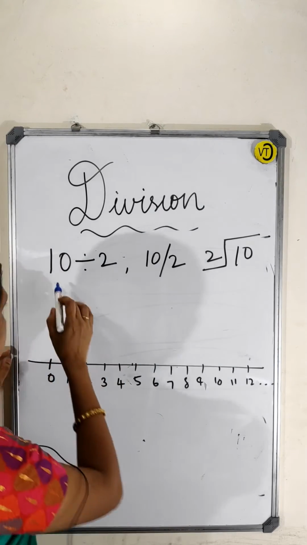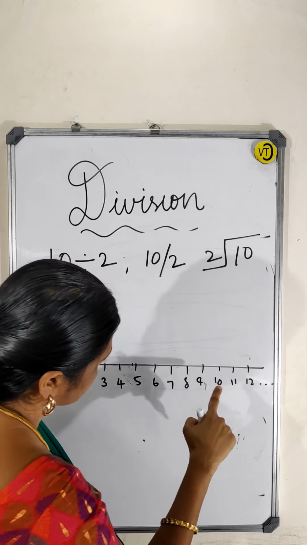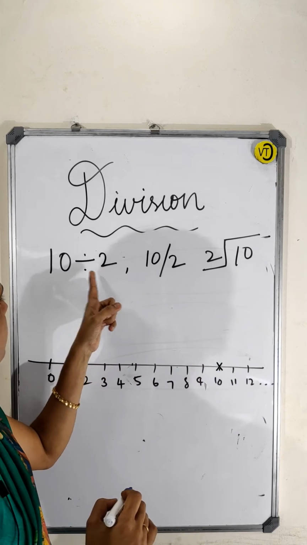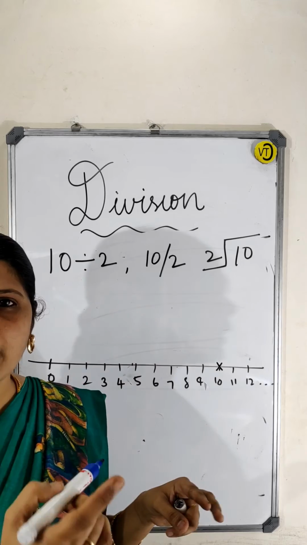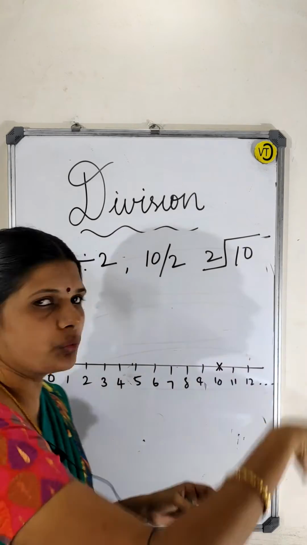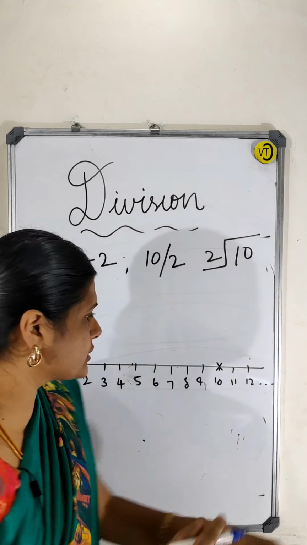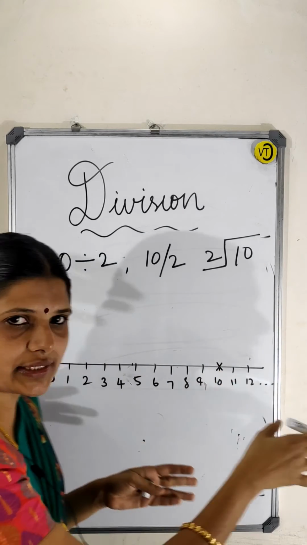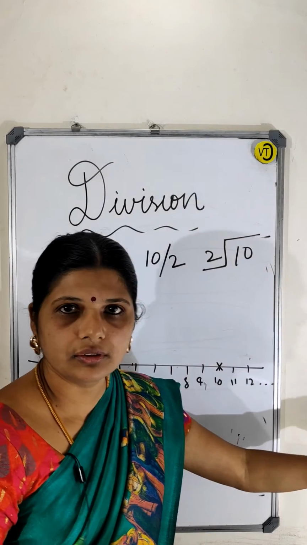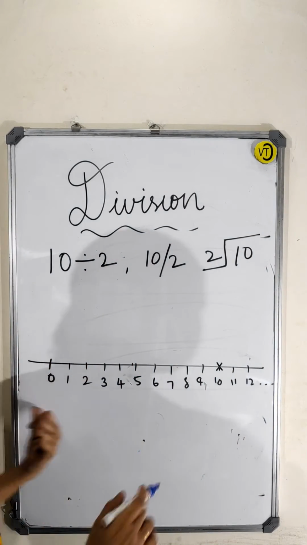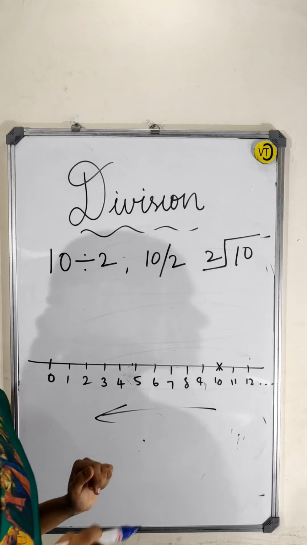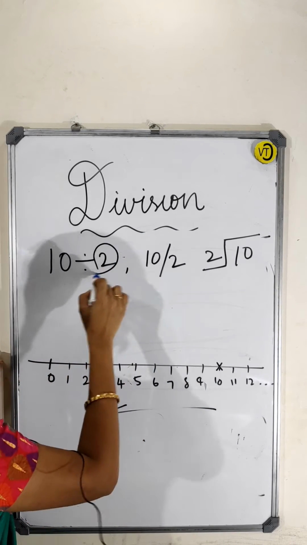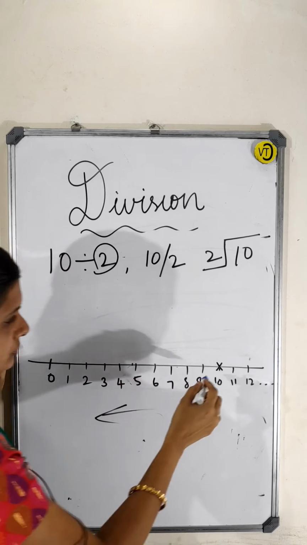Guys, listen. This 10 is there. Where is number 10? You have to search for it. Okay, here is 10. Divide by 2. So you have to jump 2 counts. From here, you have to reach 0. Don't go this side. You have to reach 0, coming this side only. So 2 at a time, you have to jump, 10 by 2.